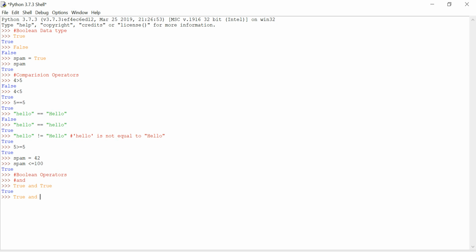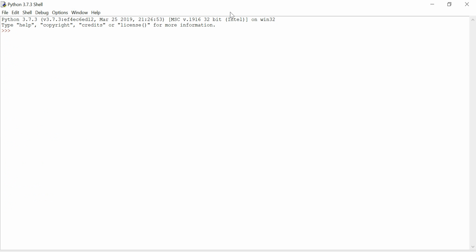True and false would give me false because one of the sides is false. This is the reason why the whole expression is being evaluated as false. False and false is also false, right? So there's another Boolean operator that we were supposed to talk about, and that is the OR operator.